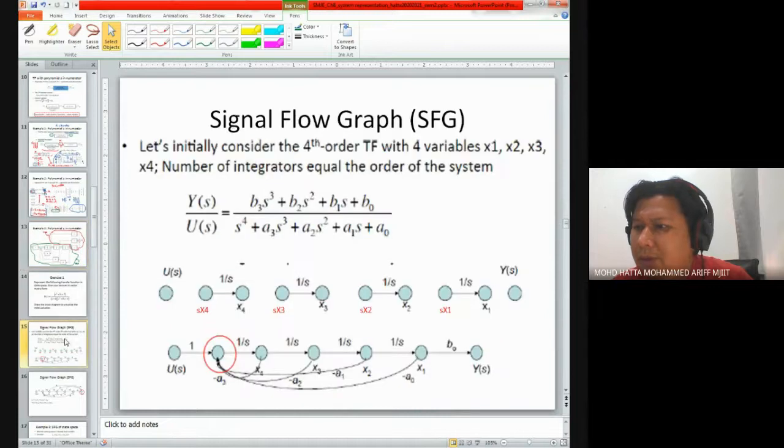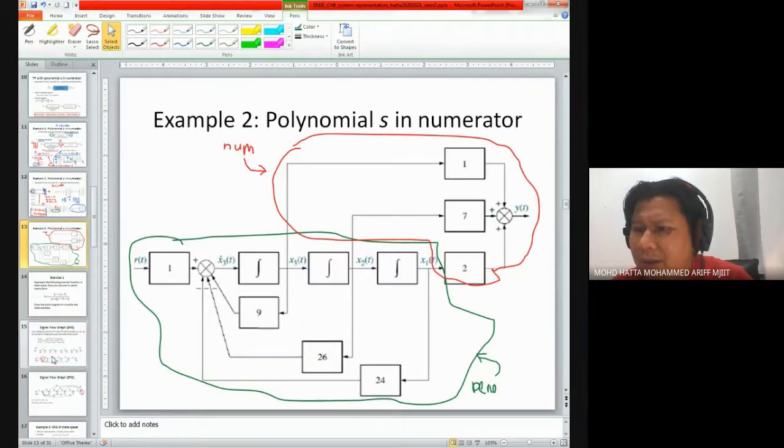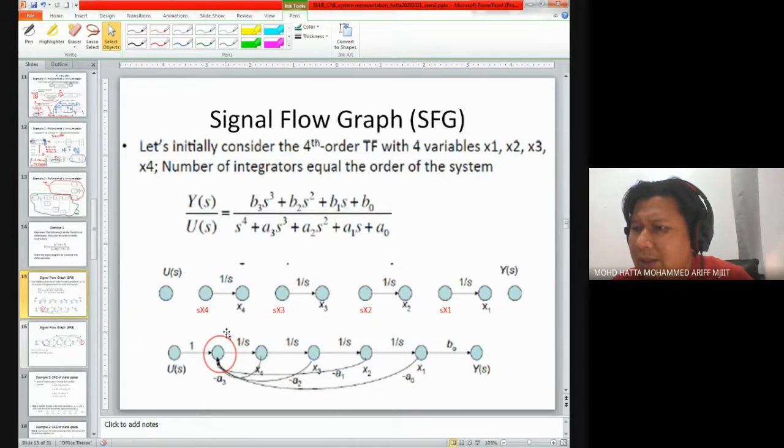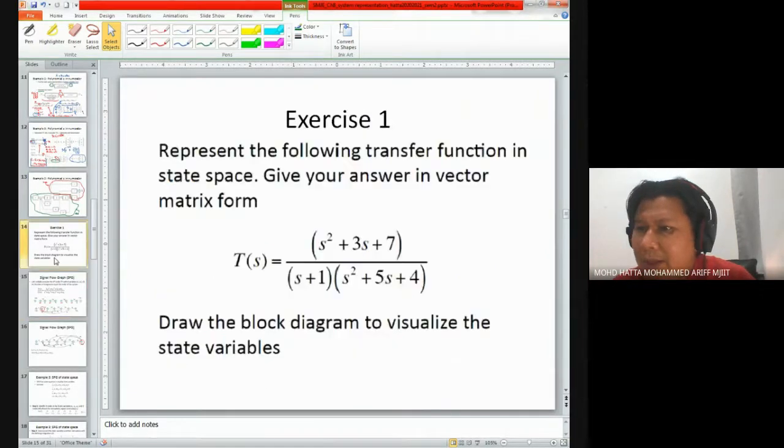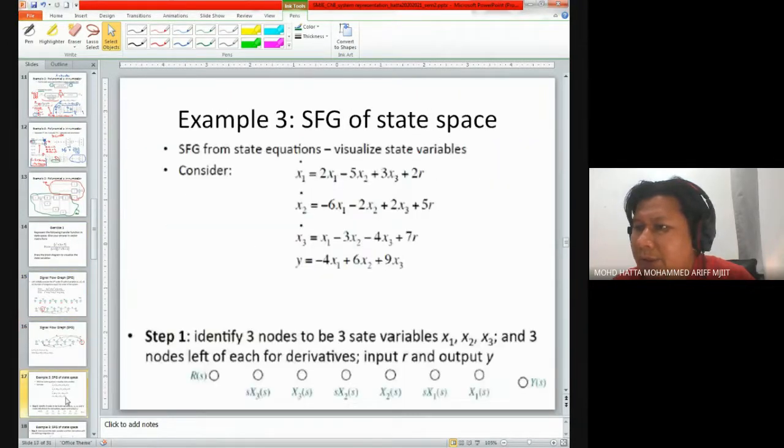Now, getting into the signal flow graph. A signal flow graph is basically the same as what you have seen in your block diagram, except that it is presented in a simpler way, in terms of lines and circles representing the integration, the states, as well as the derivative of the states. Maybe I'll skip this one and get into the example for easier understanding.